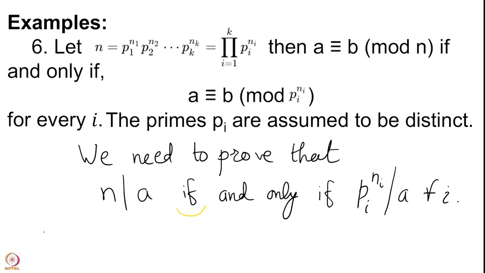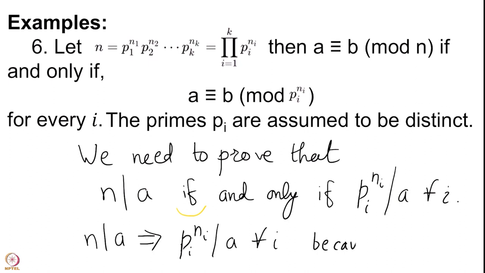The simpler part is that whenever n divides a, pi power ni divides a. We will prove this statement. But this is quite easy. This holds because pi power ni itself divides n. So, we have this division: pi power ni divides n and n divides a, then of course, pi power ni should divide a.